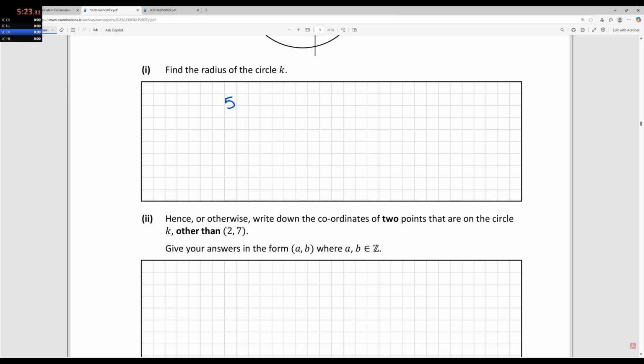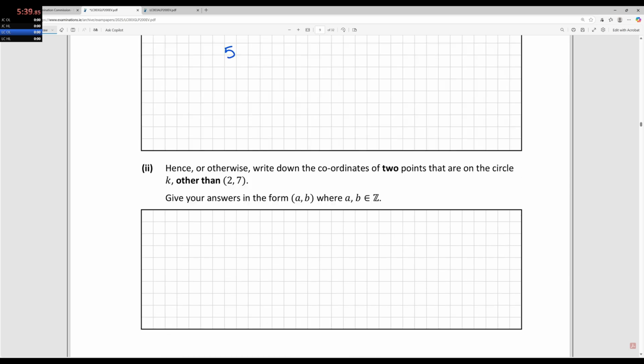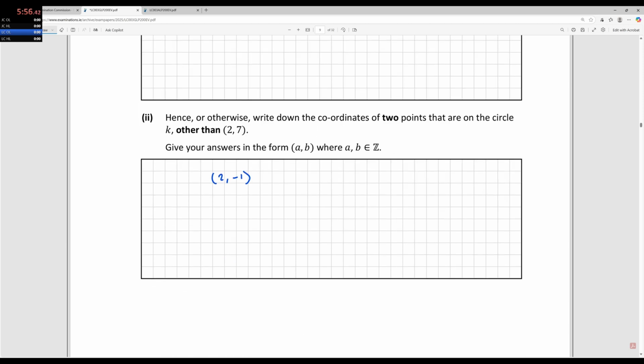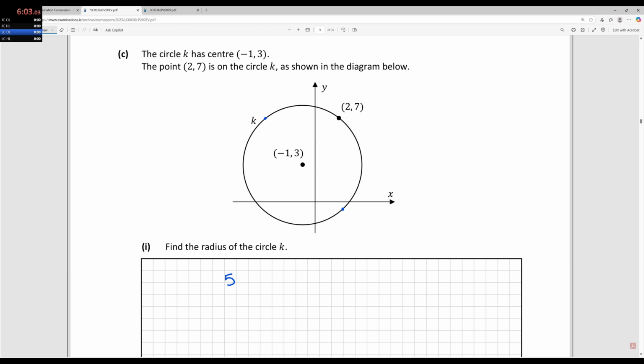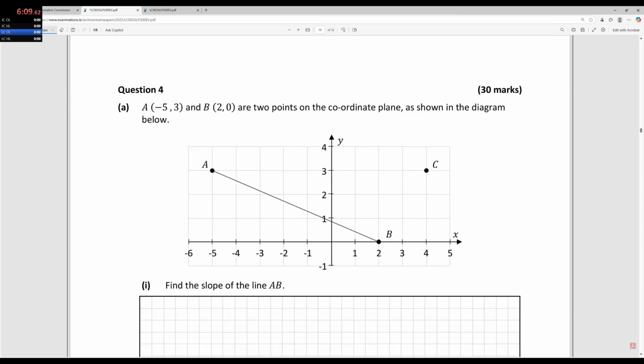Hence or otherwise write down the coordinates of 2 points that are on the circle other than 2 and 7. So we just have to find some that are, basically what you could do is just do this. I don't know if people are going to spot this. It'd be 2 and minus 1. 2 and minus 1 I think works. And then over here we do the same. We get this one, and that one would be something and 7. It would be minus 4 and 7. Isn't that right? Minus 4 and 7 works because it's 3 across and 3 across again, but it's still allowed the 7. I think so. Maybe, I don't know.